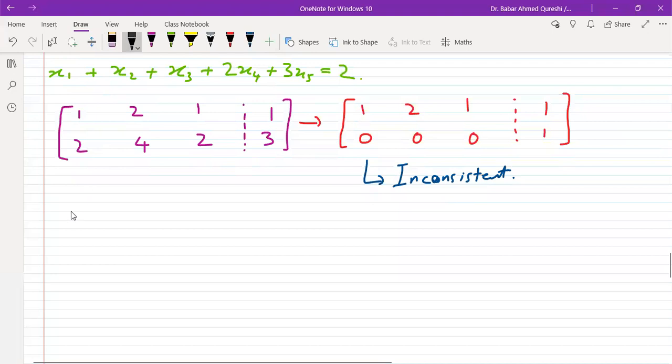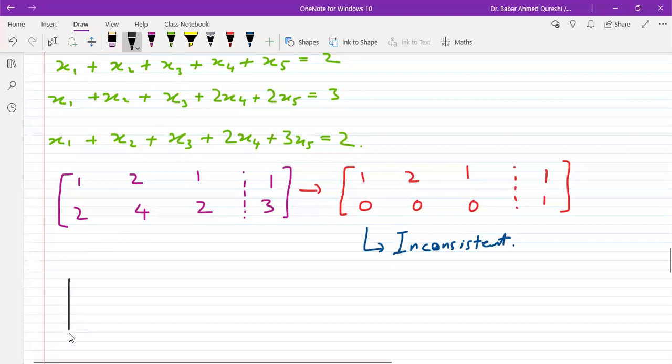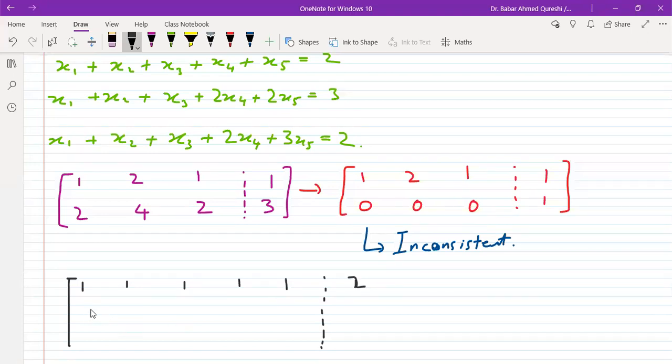And for the second system, the matrix is 1, 1, 1, 1, 1, 1, 2. Then 1, 1, 1, 2, 2, 3, 1, 1, 1, 2, 3, 2.